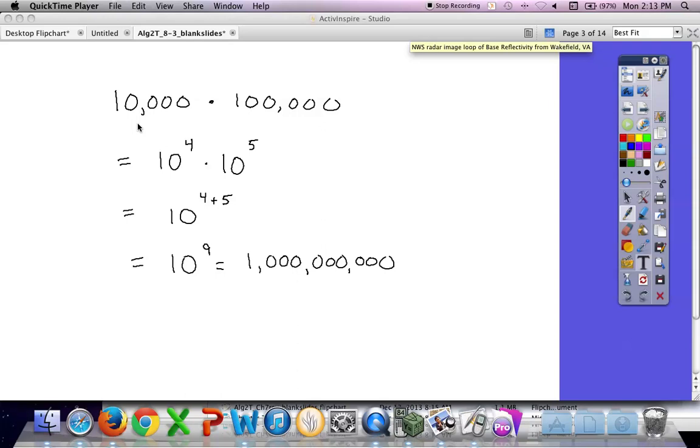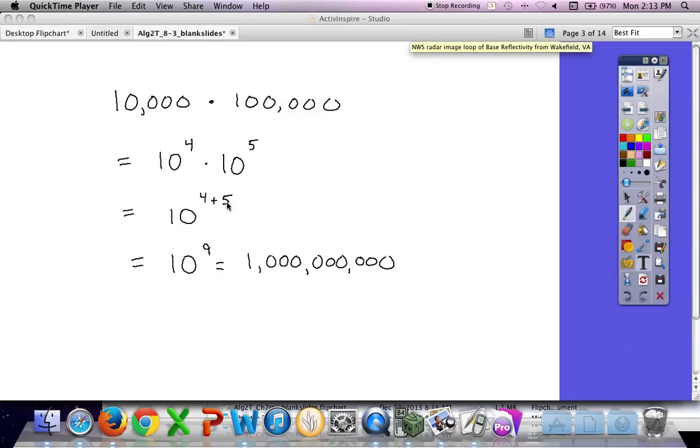If I write these as 10 raised to a power, that's 10 to the fourth times 10 to the fifth. Then I could use the properties of exponents. I know that when the base is the same, how do I simplify when I'm multiplying? What do I do with the exponents? I add them up, right? So 10 to the 4 plus 5 is 10 to the 9th, which is this big number.